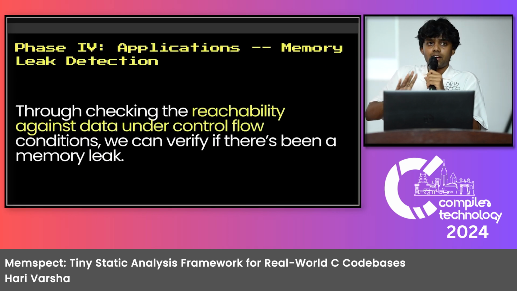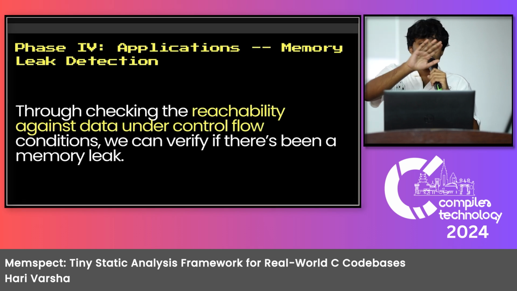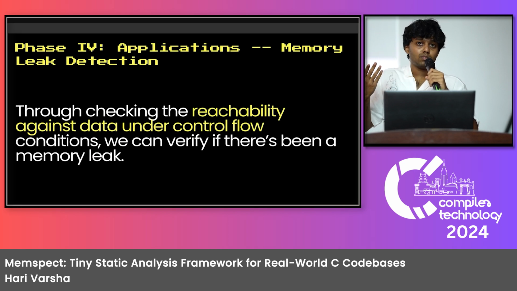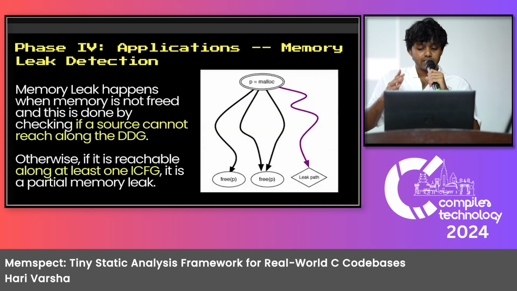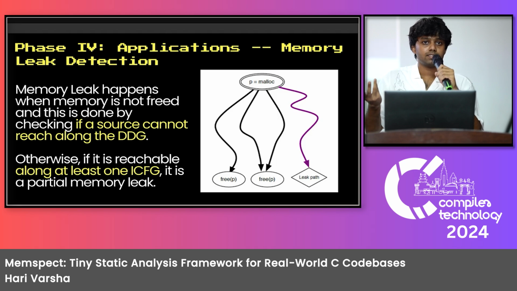So now we have all of this, we've done so much. How do we actually compute the memory leak? This is the easy part, and the most beautiful part in my opinion. Essentially, we just check the reachability of the data flow. Is there a data path from the pointer to the free code? If there is no path, it's a memory leak. The memory keeps allocating and nothing happens.